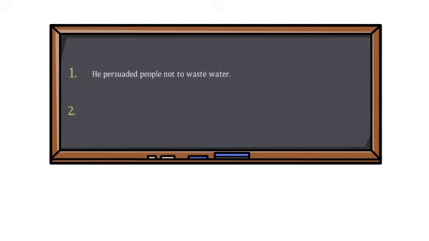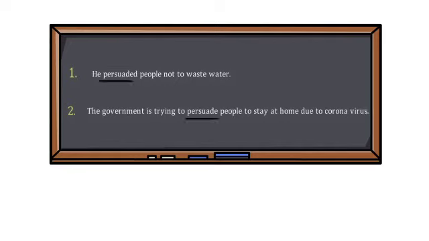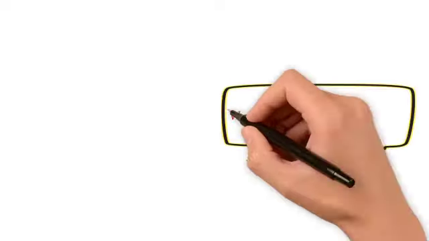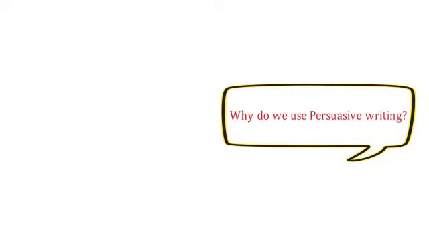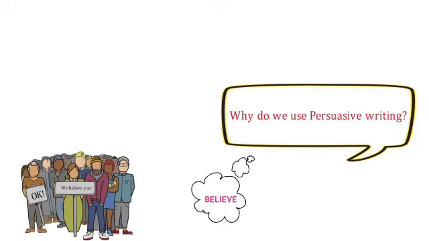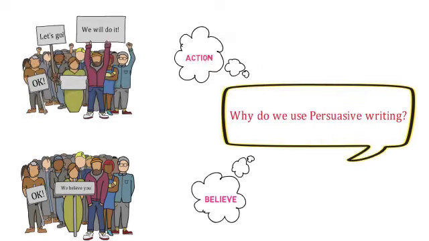He persuaded people not to waste water. The government is trying to persuade people to stay at home due to coronavirus. Can you guess what the word persuasive means by looking at these sentences? Yes, you are right. To persuade means to convince. We use persuasive writing when we want someone to believe what we believe, or we want someone to do something we want them to do.